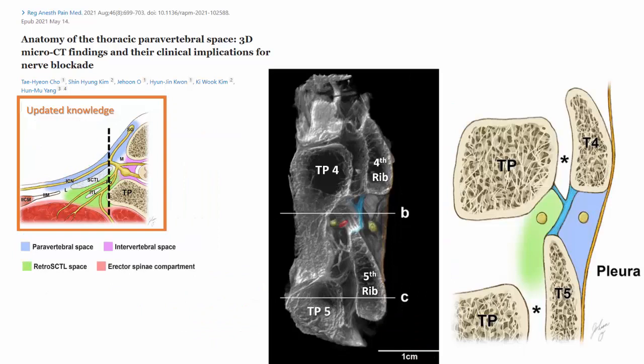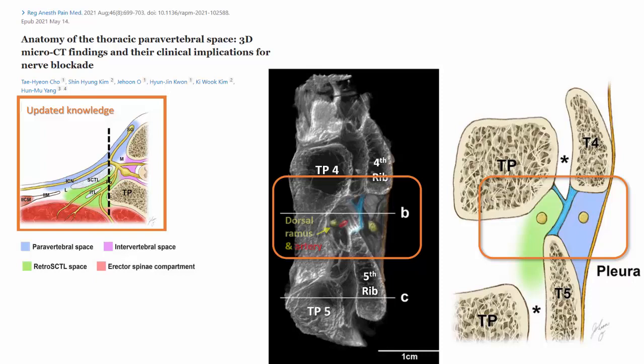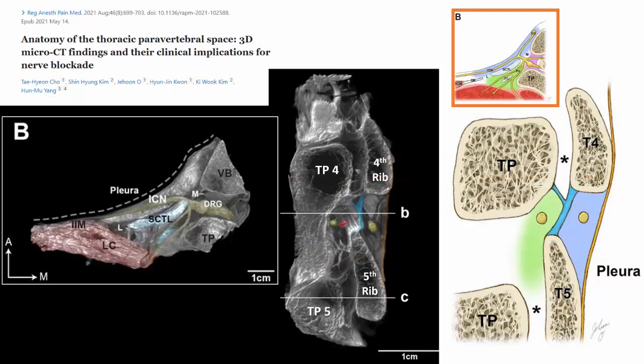This is a parasagittal cut through the mid-thorax at the 4th and 5th costotransverse area. And we again see the retro-SCTL and paravertebral spaces divided by the superior costotransverse ligament, which has been colored in blue for clarity, with the dorsal ramus and accompanying artery within the retro-SCTL space, and the ventral ramus or intercostal nerve, on the other hand, lying within the true paravertebral space.